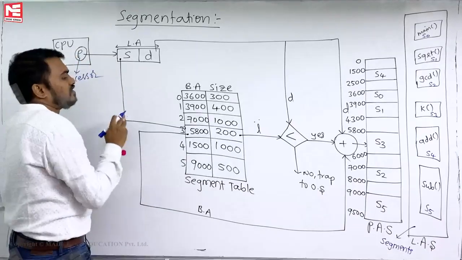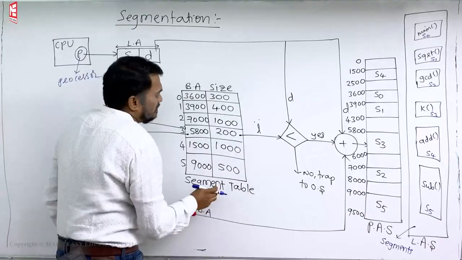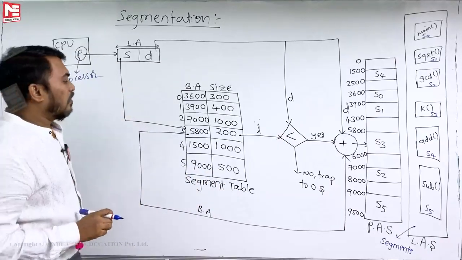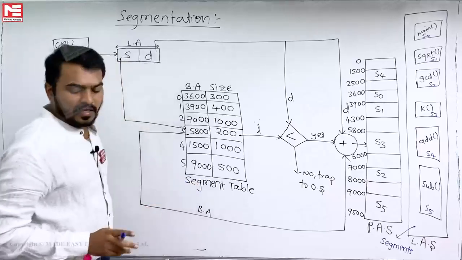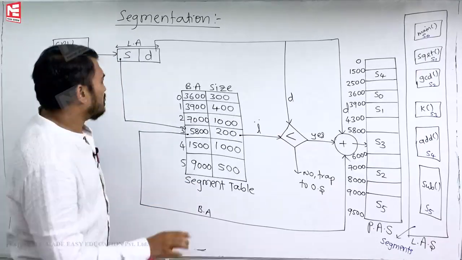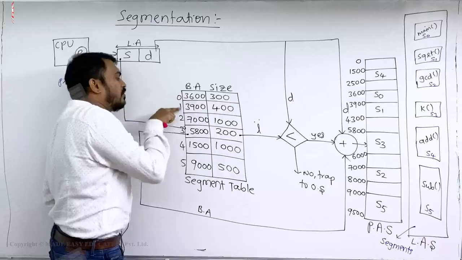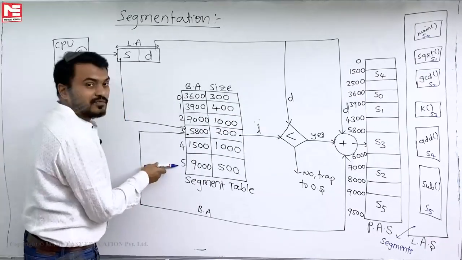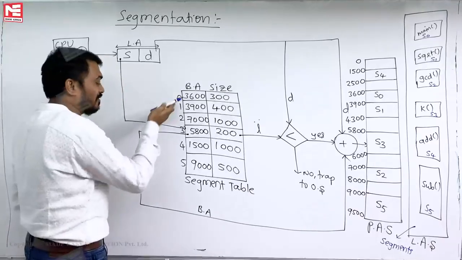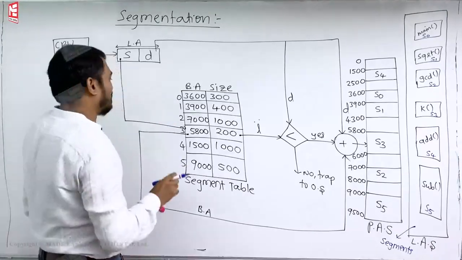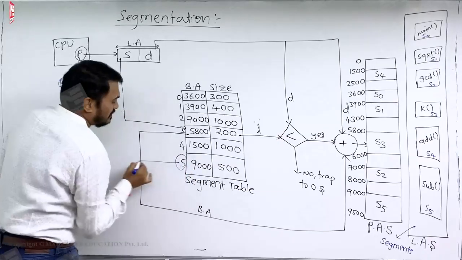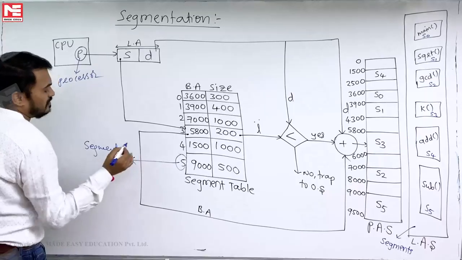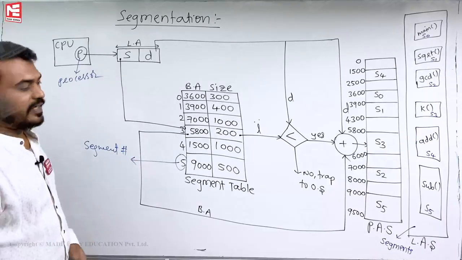Now, in segmentation, we are maintaining something called a segment table. What is the meaning of a segment table? Let's try to understand. In the segment table, first important point: how many entries are there? Tell me. Five? 0 to 5, so 6 entries are there. Copy this. This is the segment number.